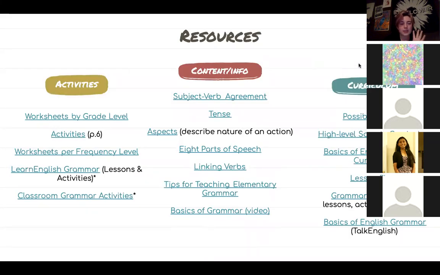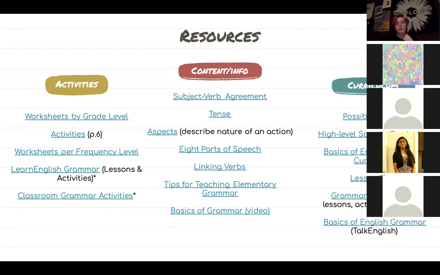And then these are the resources I have. So activities: there's worksheets by grade level, and activities on page 6. Those are obviously not worksheets, they're more like game-based activities to apply stuff. Worksheets per frequency level, worksheets again. Then learning English grammar, which has some curriculum stuff in it as well, because it has lessons along with activities. And then the last one is classroom grammar activities. So pretty obvious what it entails.